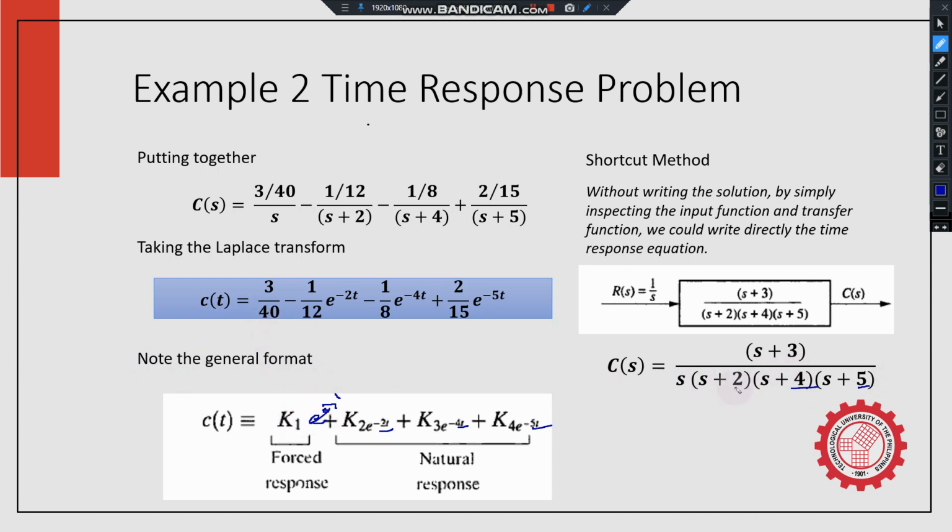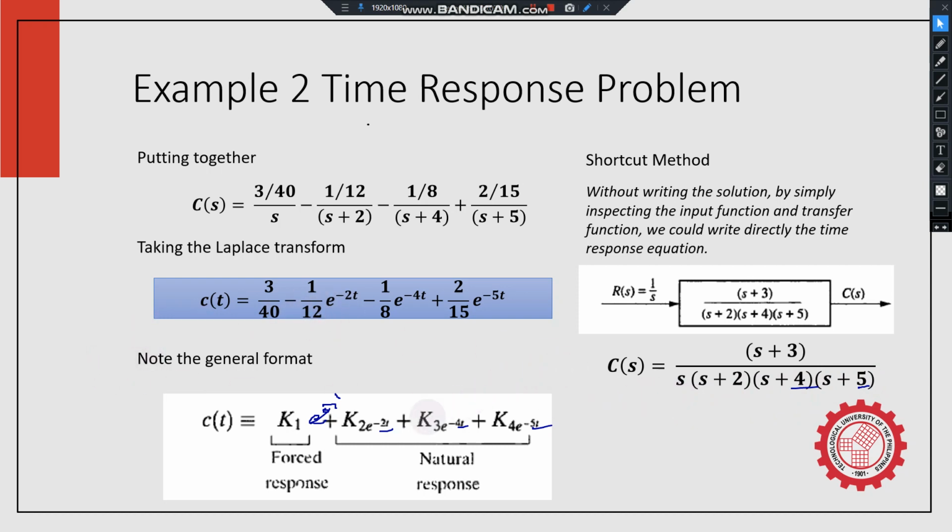For the value of K2, the denominator of K2 is S plus 2. So we eliminate S plus 2 from the denominator and assign negative 2 to the remaining value of S. So negative 2 plus 3, that is 1. So we have 1 here. Okay? And negative 2 here, and then negative 2 here. Negative 2 plus 2 is positive 2, and then negative 2 here plus 5 is 3. So 3 times 2 times 2, that will give us 12 here.